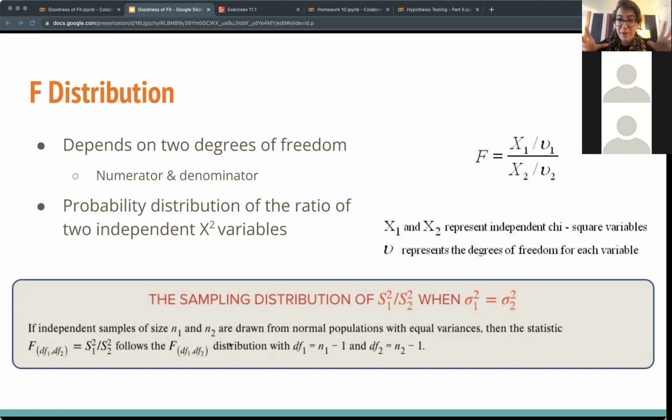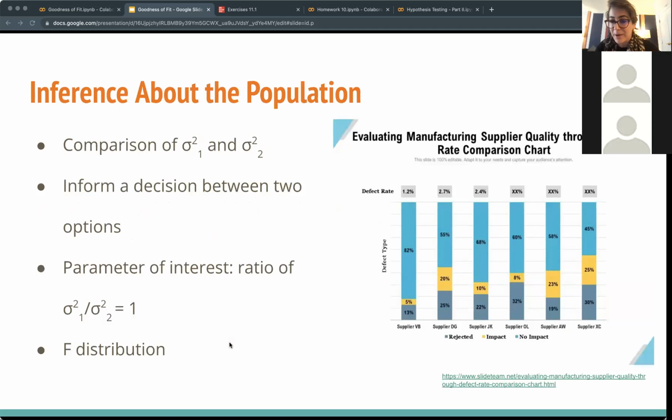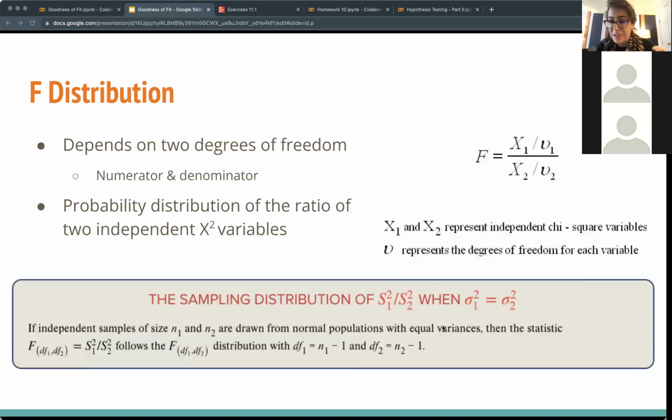2 different independent variables. So in that last example, if we were talking about, let's just say defect rate, we would want to look at the variance of defects between supplier VB compared to a supplier DG. So those would be just 2 separate groups, and we would start to look at these different distributions of 2 independent variables.